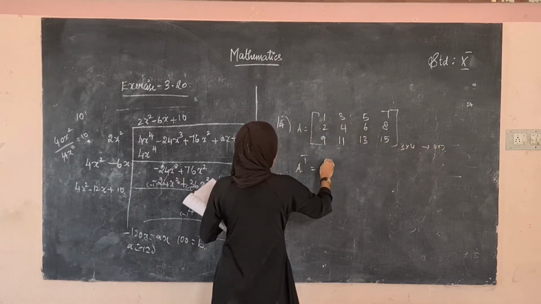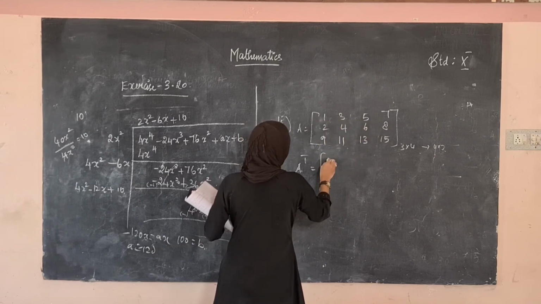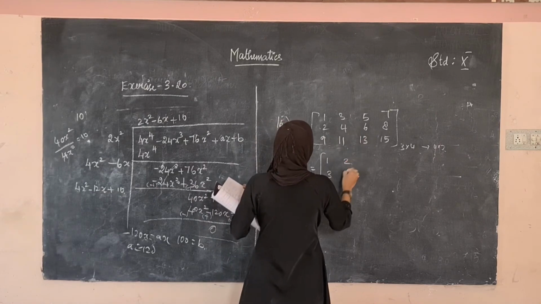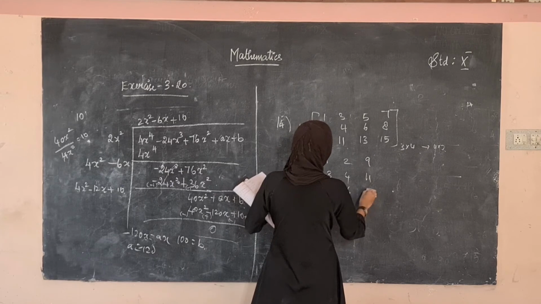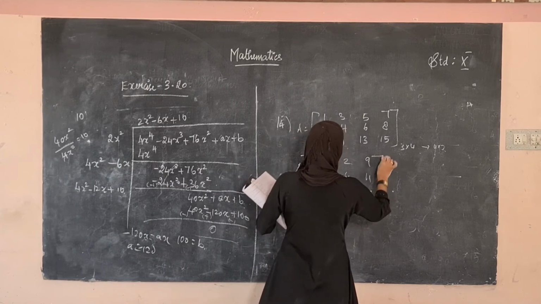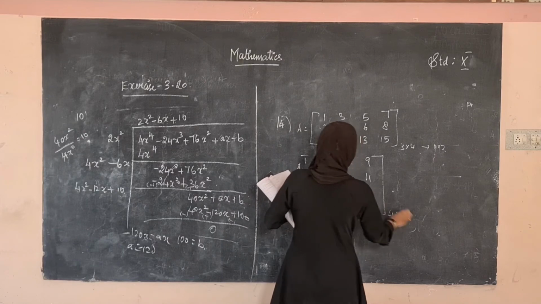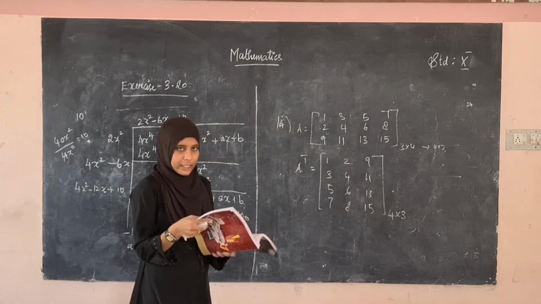If you want, you can check like this also. Change the rows to columns. The first row becomes the first column: 1, 3, 5, 7. The second row becomes the second column: 2, 4, 6, 8. The third row becomes the third column: 9, 11, 13, 15. See here, what's the order of this matrix? 4 rows and 3 columns. So 4 cross 3 is the answer. That is option D. Okay.